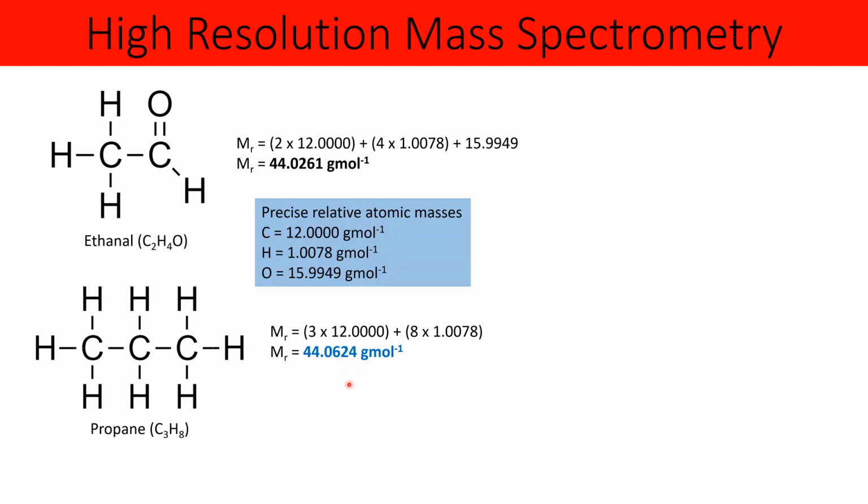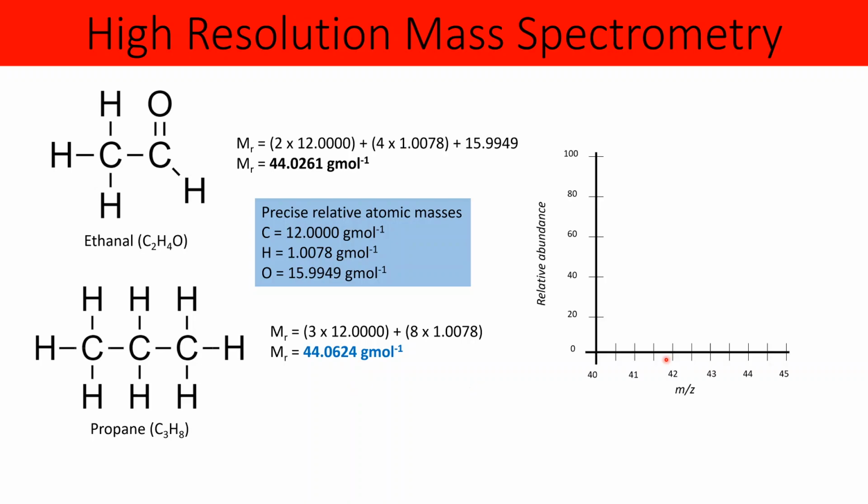So if we were to instead use a mass spectrometer that has much higher resolution, in other words has smaller intervals in the readings that it can take, then what we would have is a peak here for this 44.0, let's say 3, and we would have a peak here for this 44.06. And we can now see that we've got separate peaks because we're using a high resolution mass spectrometer. Okay, and a high resolution mass spectrometer is able to use these precise relative atomic masses in order to work out the difference between these two compounds.